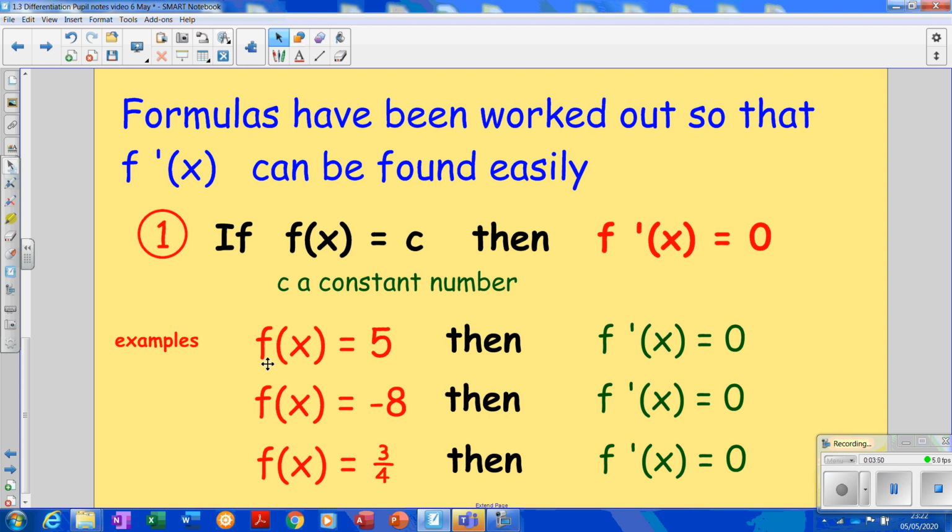Here are a few examples. If I ask you to find f dash x and f(x) is 5, then f dash x is 0. If I ask you to find f dash x when f(x) is equal to -8, that's a constant, so it's 0. If I ask you to find f dash x when f(x) is 3/4, then it's equal to 0. Okay, so that's the first rule that you have got to learn.